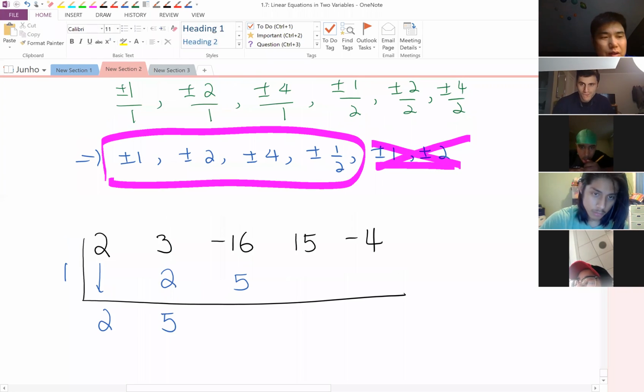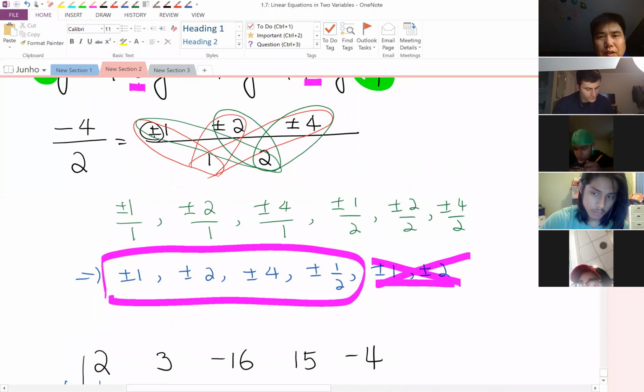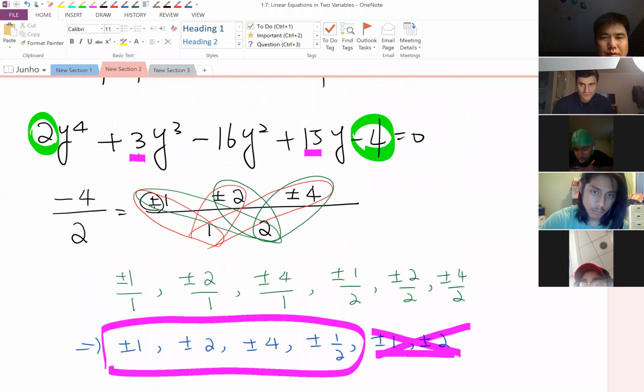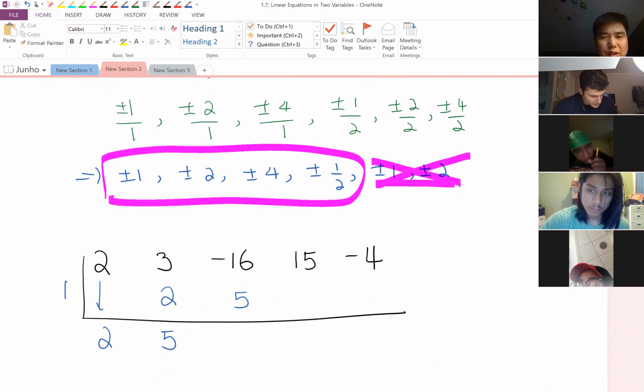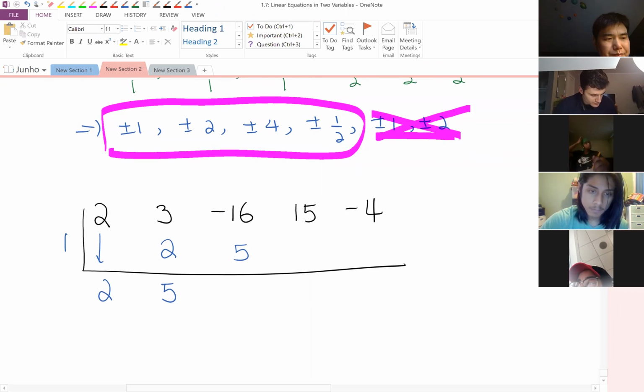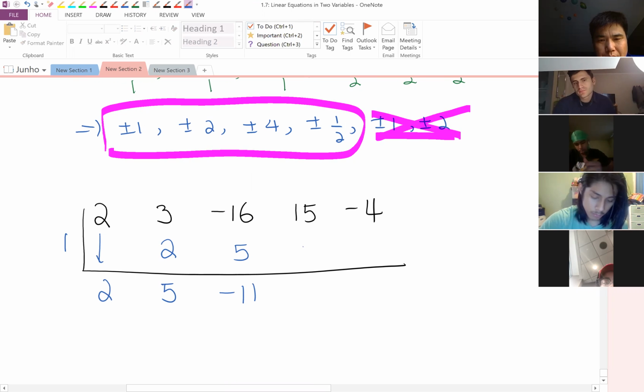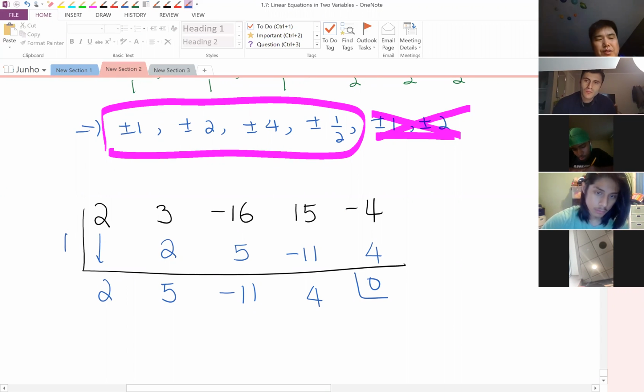Oh, 13. Okay. No, it should be 15 actually. It's 15. Sorry, my handwriting sometimes looks weird. 15, yeah. So 15 from page 114, letter C. Yes, negative 11. So negative 11 here, right? That's 4. 4, and 4, 0. Okay, we found one rational zero here.